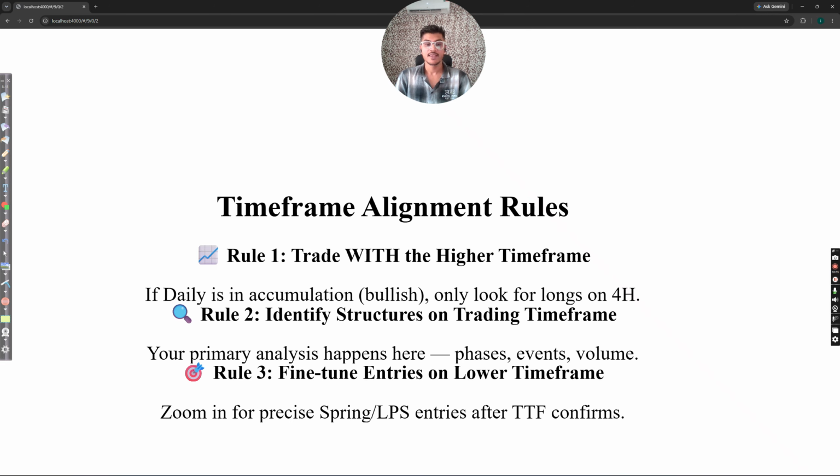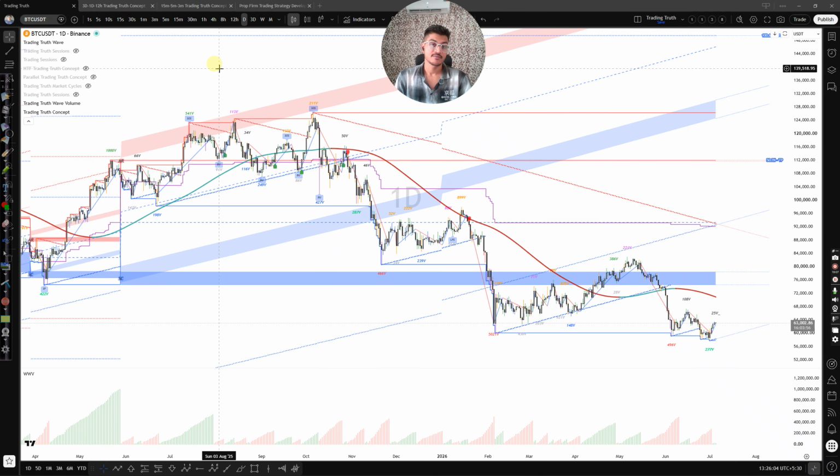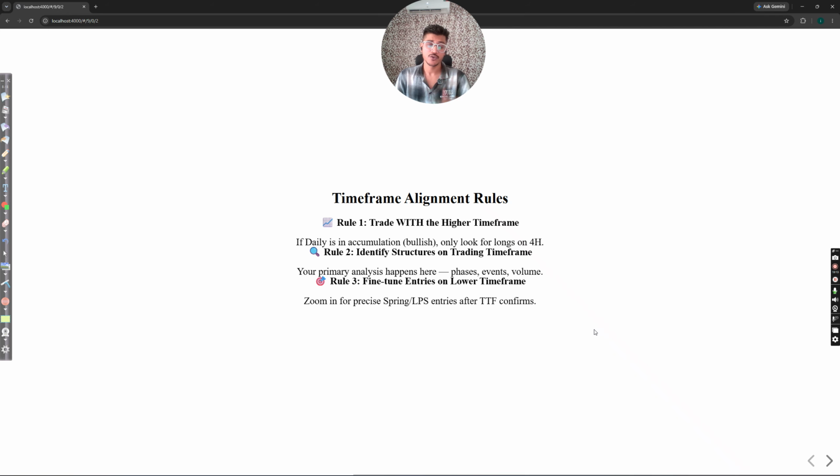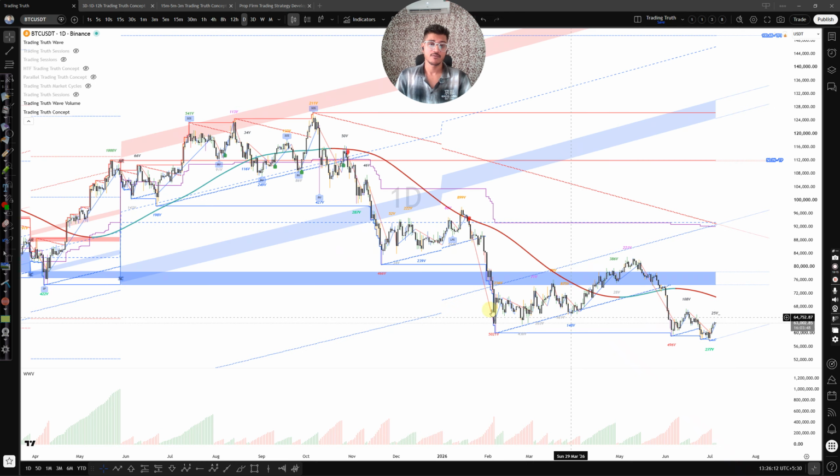Okay, and then rule number 3 is fine tune your entries on lower time frame. So zoom in for precise springs or last point of support entries after the trading time frame confirms. Don't worry, I'll show you guys what I mean by that. And I think I have shown you before, as I come to the daily time frame.